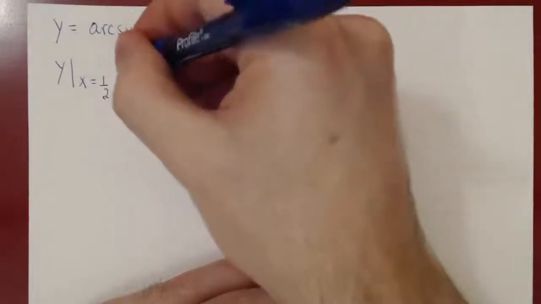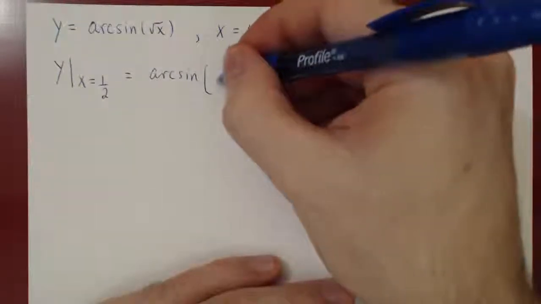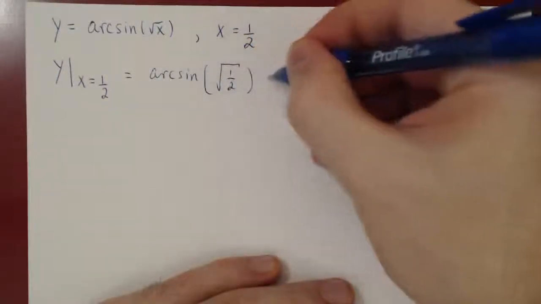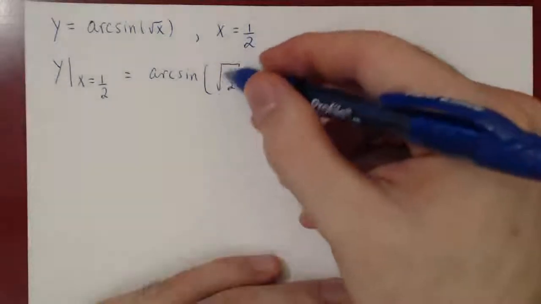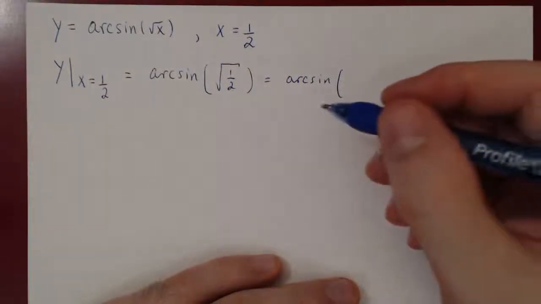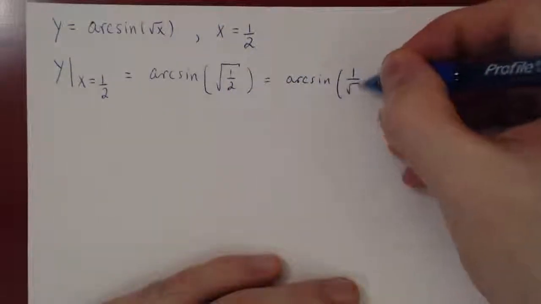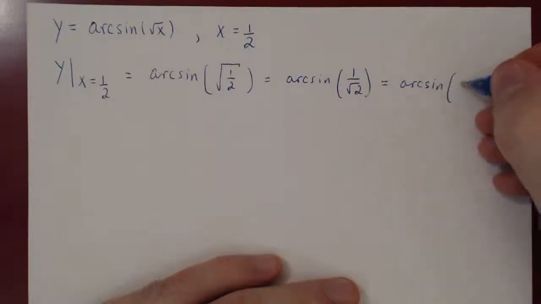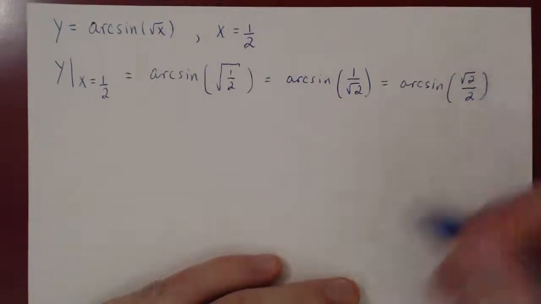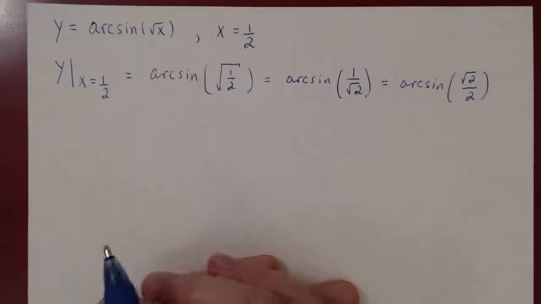So y at x equals 1/2 will be equal to arc sine of the square root of 1/2. Well, the root of a quotient is the quotient of the square roots. So this will be square root of 1 over square root of 2, but square root of 1 is just 1, so we have 1 over root of 2. If you prefer, 1 over root 2 is the same as root 2 over 2. That's the same thing. So now the question is, well, what is arc sine of root 2 over 2?